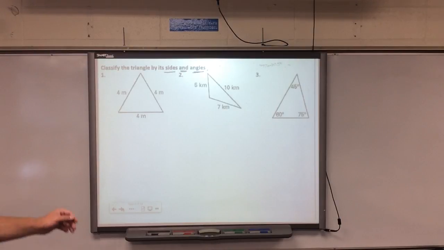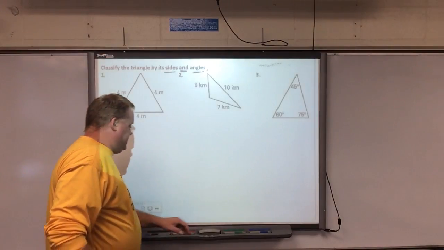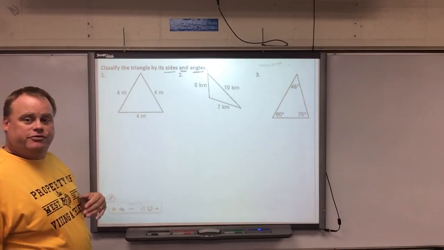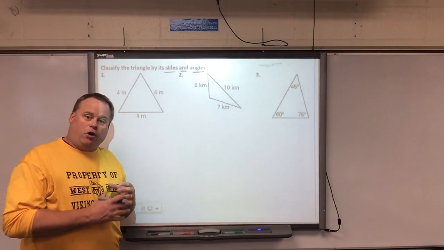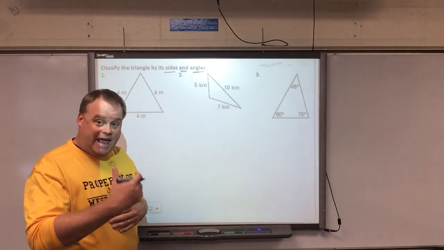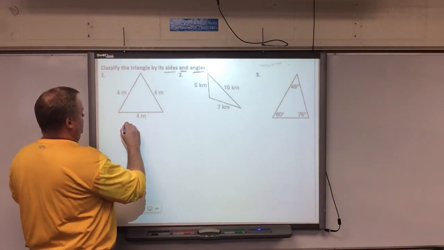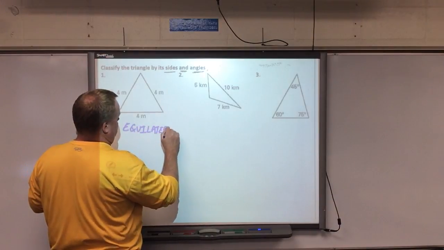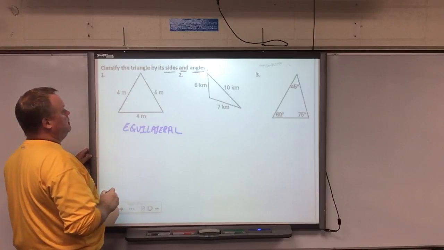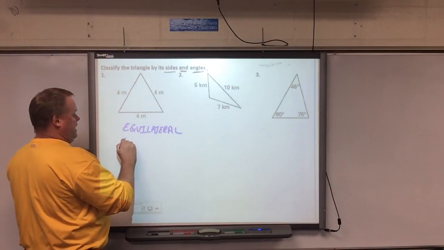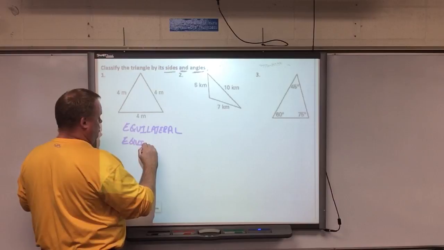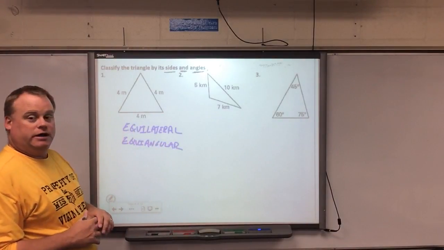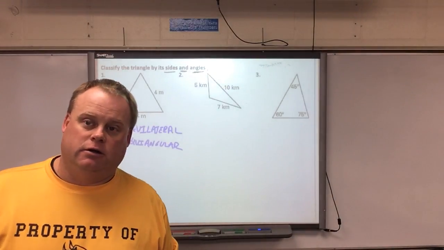Well, the first one, I look at it and I see 4 meters by 4 meters by 4 meters. Remember, if all three sides are the same, then the angles are the same. So this is going to be equilateral, and we can see that directly. All the sides are the same, right? So equilateral, but all three angles are the same as well. So it's equilateral and equiangular.